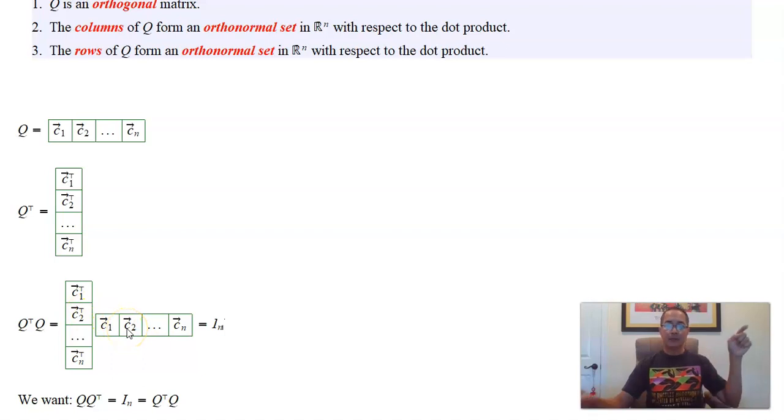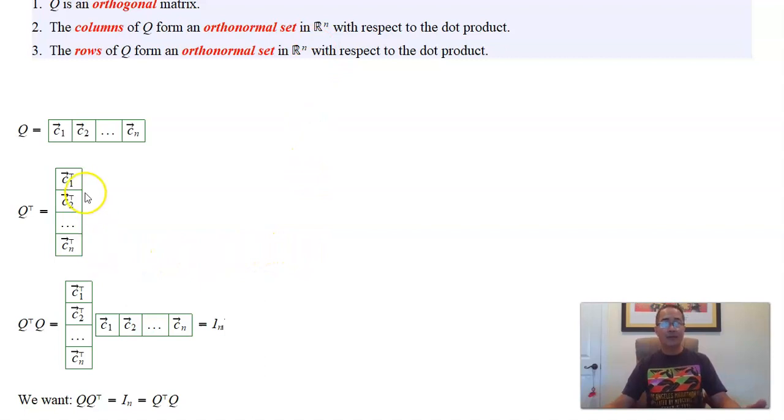C2 transpose times C2. So now we're on row 2, column 2. What does that correspond to in the identity? There's a 1 in row 2, column 2. So C2 dotted with itself has to be 1. C2 has to be a unit vector. Okay? So each of the columns has to be a unit vector, and each column has to be orthogonal to every other column. That's the meaning of an orthonormal set.